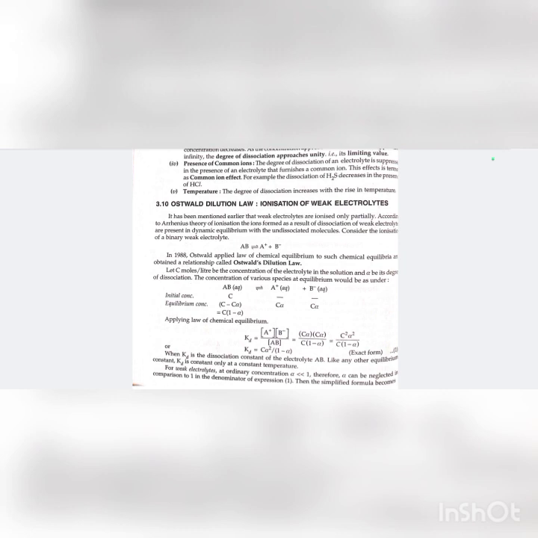Now, applying the law of chemical equilibrium, we get Kd is equal to C alpha square divided by 1 minus alpha, where Kd is the dissociation constant of the electrolyte AB. Like any other equilibrium constant, Kd is a constant only at constant temperature. For weak electrolytes, at ordinary concentration, alpha is much less than 1. Therefore, alpha can be neglected in comparison to 1 in the denominator of expression 1. Then the simplified formula becomes Kd is equal to C alpha square.